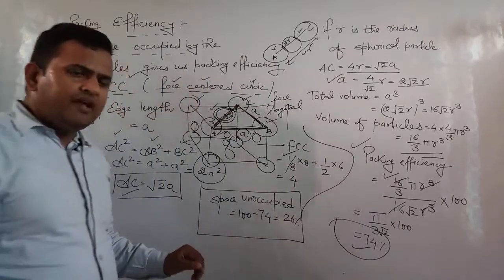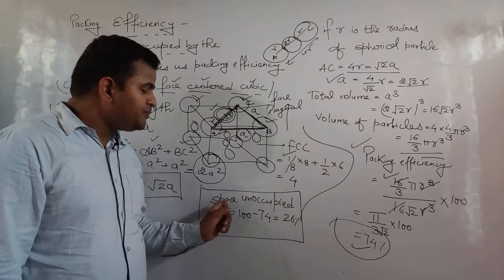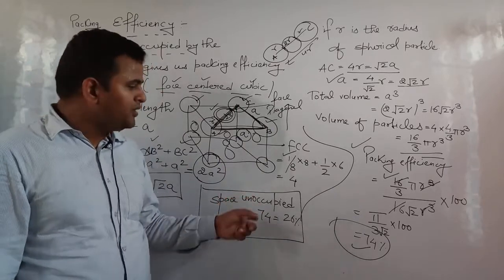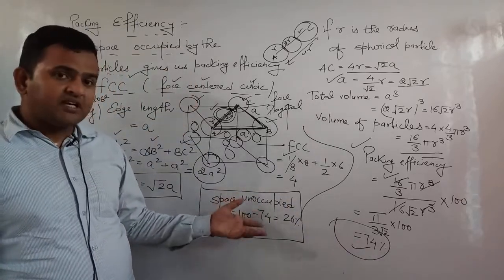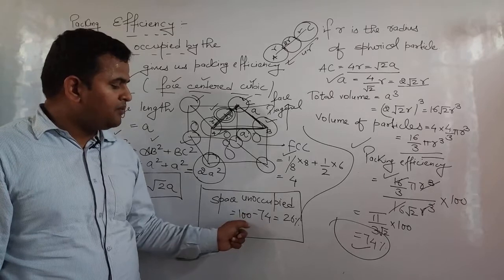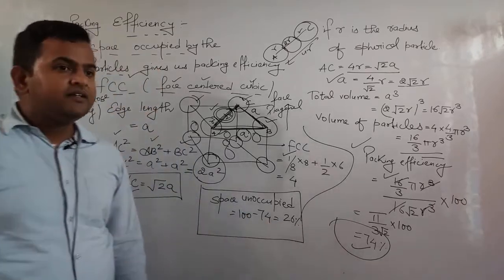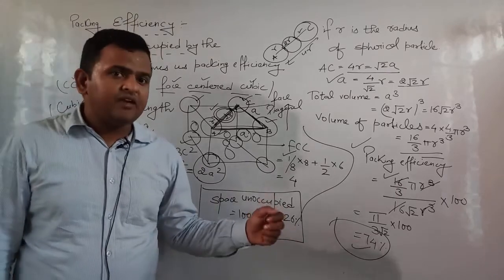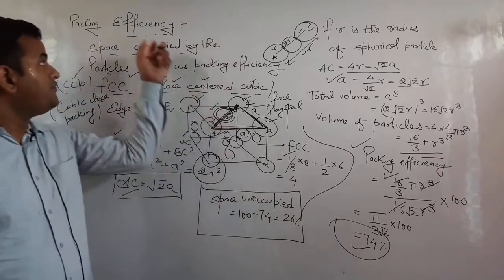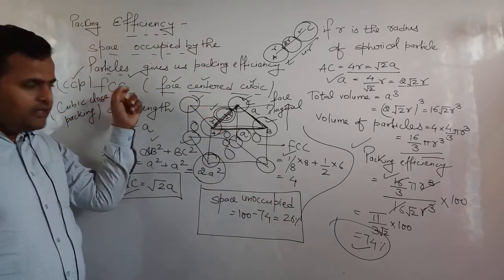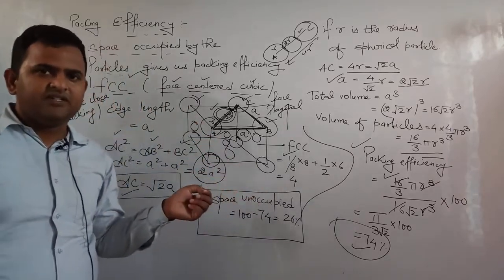If we know the percentage of occupied space, we can calculate the percentage of unoccupied space. We take the value of occupied space and subtract it from 100, and we get the percentage of unoccupied space as 26%. So in this way we can calculate the packing fraction or packing efficiency for the face-centered cubic unit cell. In the same way we can calculate it for the body-centered cubic or simple or primitive unit cell also.